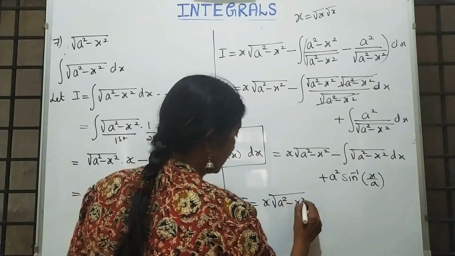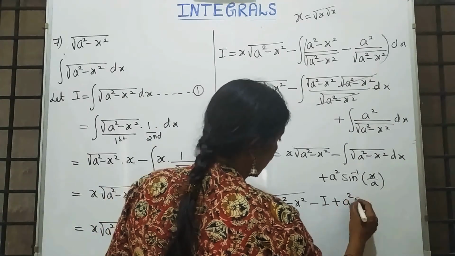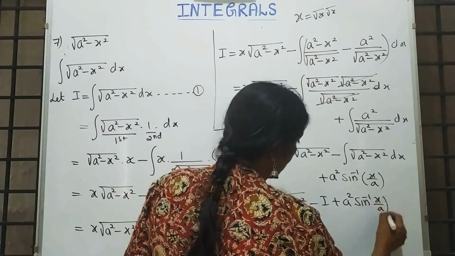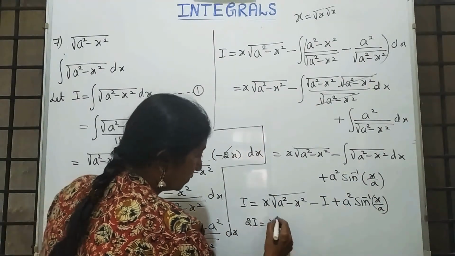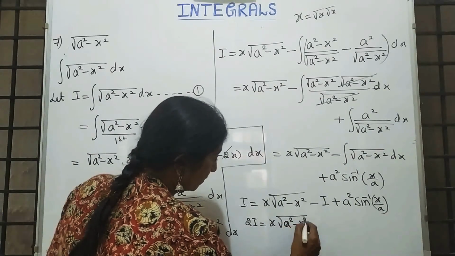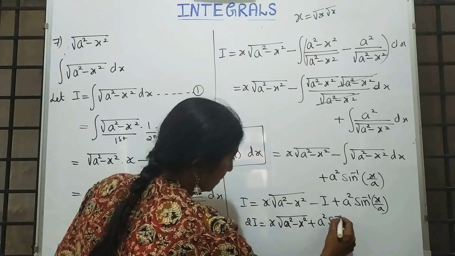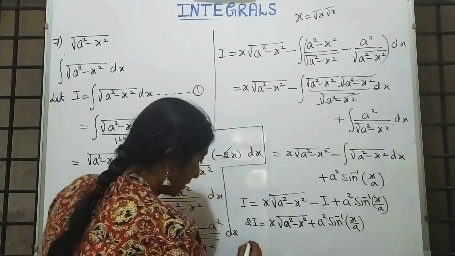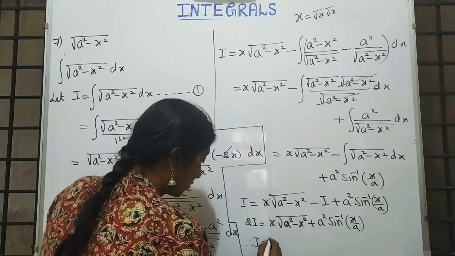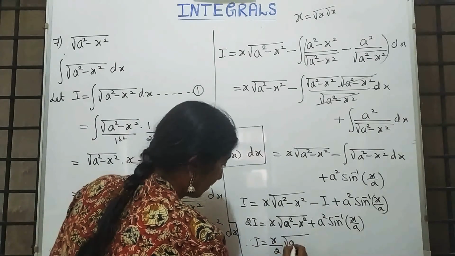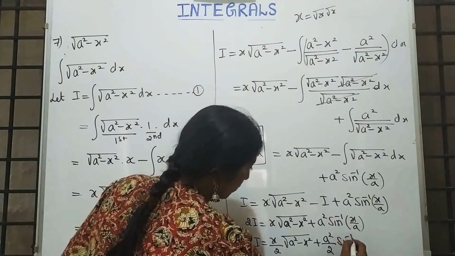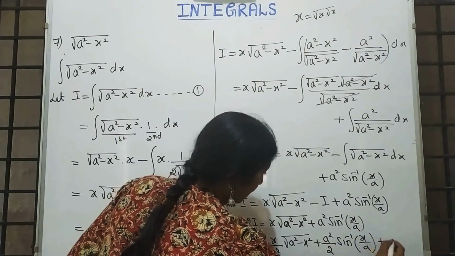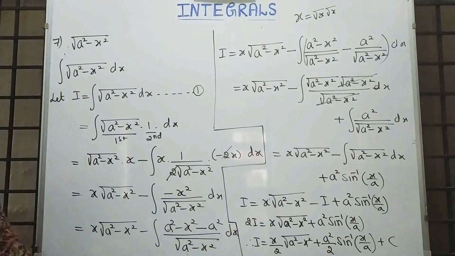See that equation 1. There is no place, write down from 1. 2I is equal to, taking 2 on that side. Therefore, I is equal to x by 2 root of a square minus x square plus a square by 2 sin inverse x by a. At last add on plus c. See, this is how we are integrating this.